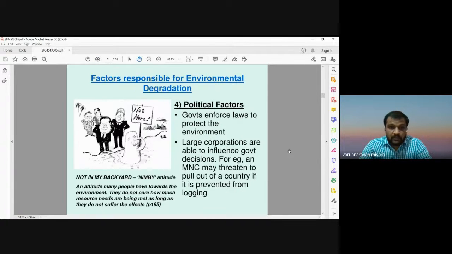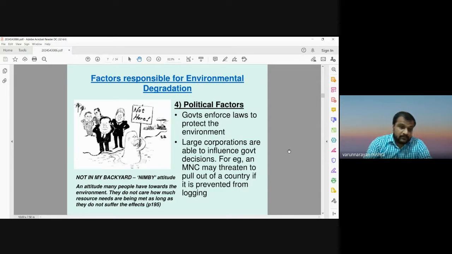Okay, political factors are also there. Different governments enforce laws to protect the environment. Okay, and a large number of corporates, a large number of companies, are able to influence government decisions. For example, an MNC may threaten to pull out of a country if it is prevented from logging. So political willpower is required to protect the environment.